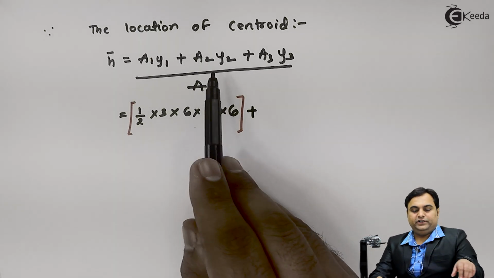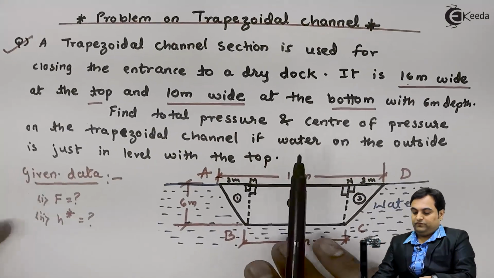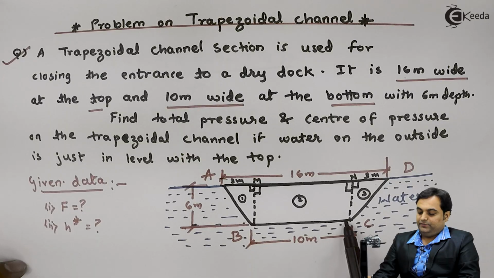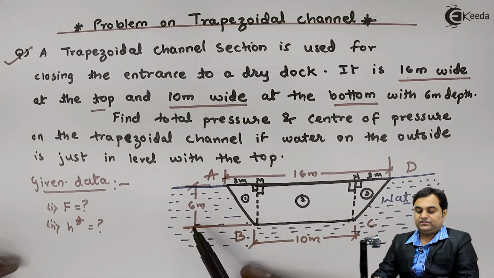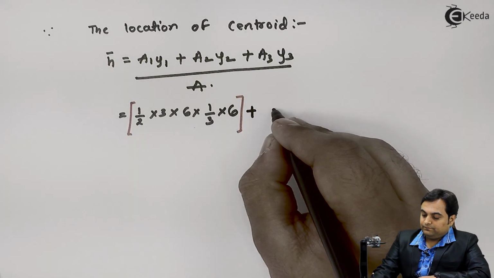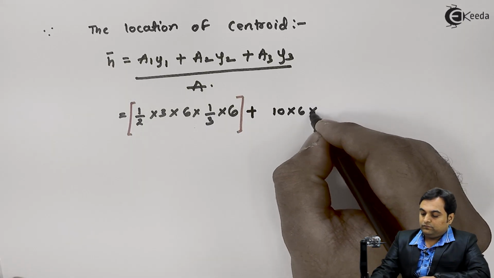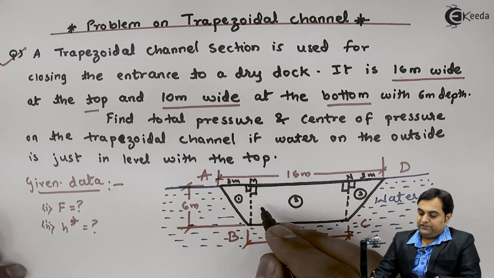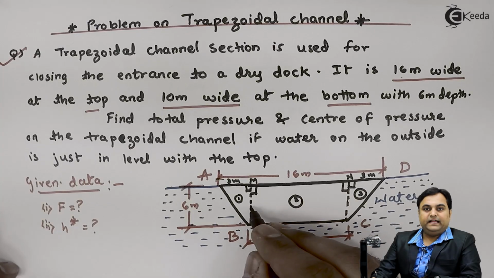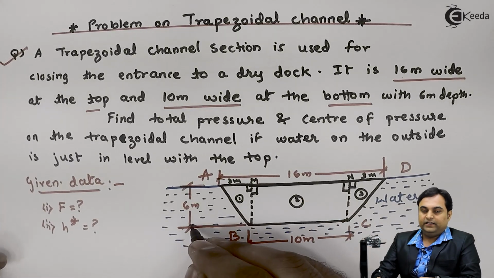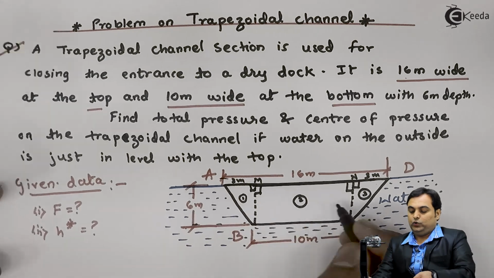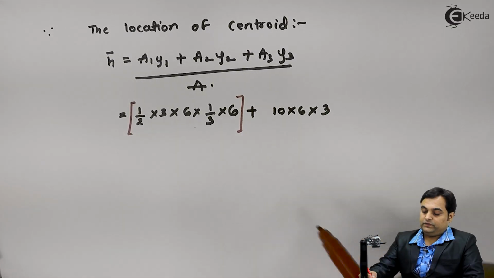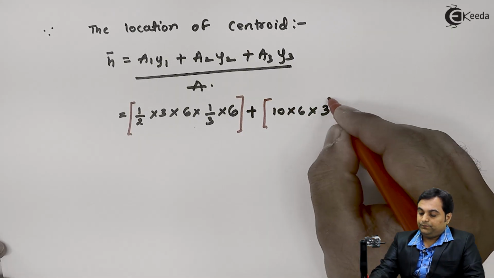Now for A2 into Y2, we have the second figure as the rectangle. Its width is 10 meter and height is 6 meter. So it is 10 into 6. Next Y2. Y2 is the location of the centroid for the rectangle, and for the rectangle it is at exactly half of its height, that is half of 6. So Y2 is 3. This is A2 into Y2.